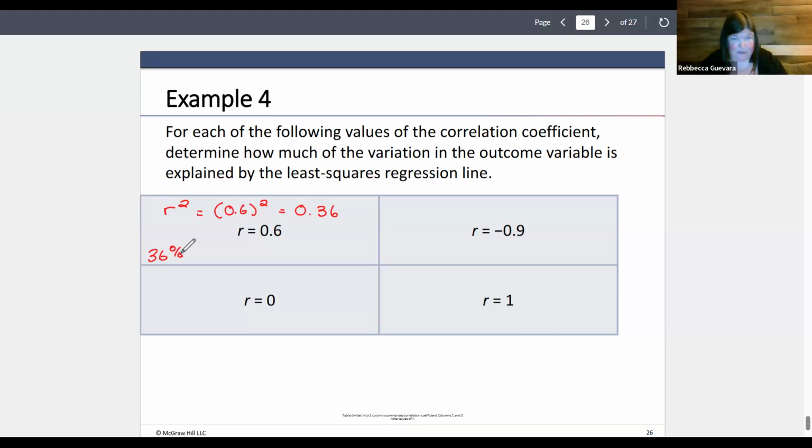If we got a negative correlation coefficient, when we square it, it's going to come out positive again. So I square it, this is going to come out to 0.81. So 81% of the variation that I'm going to see in the outcome variable can be explained by the least squares regression line.